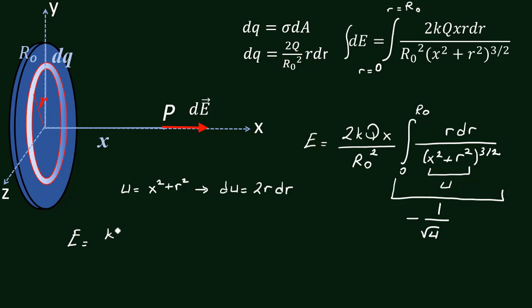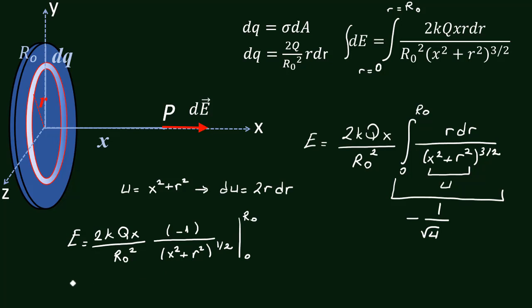All right, from here, let's clear it out a little bit and rewrite our expression for the electric field, which is k q x, we have a 2 over r0 squared. Now the result of the integration is minus 1 over square root of u, and for u we're going to plug this value back in. So we have minus 1 over x squared plus r squared to the power 1/2. And we'll plug in the limits from 0 to r0 for r.